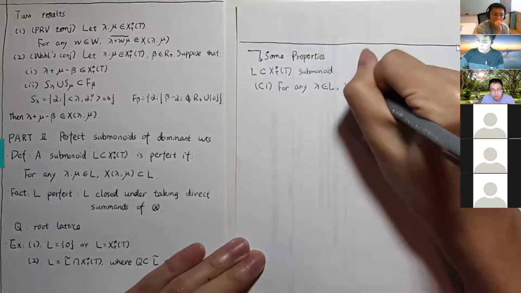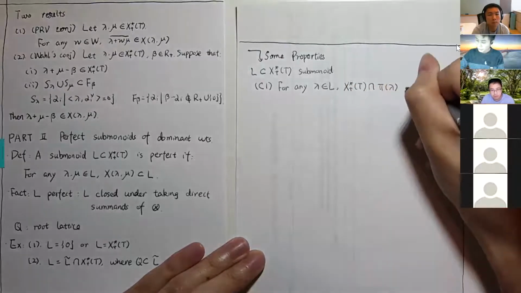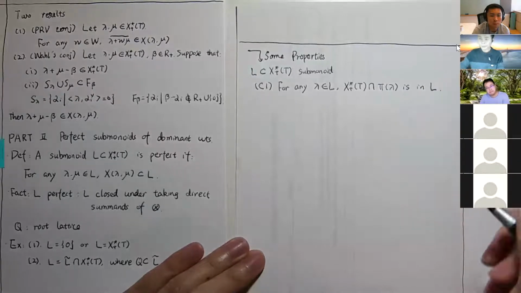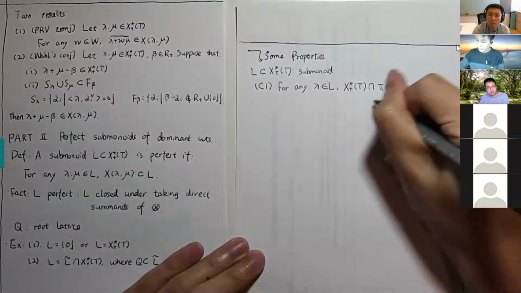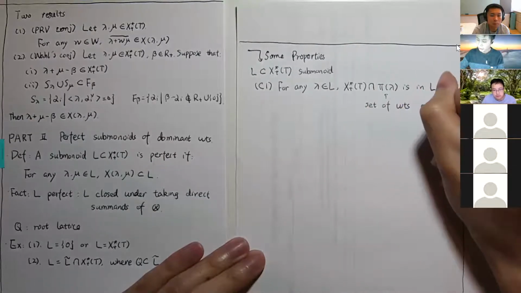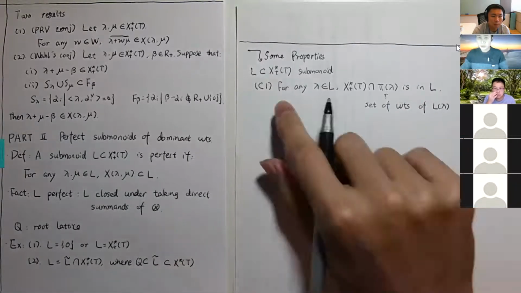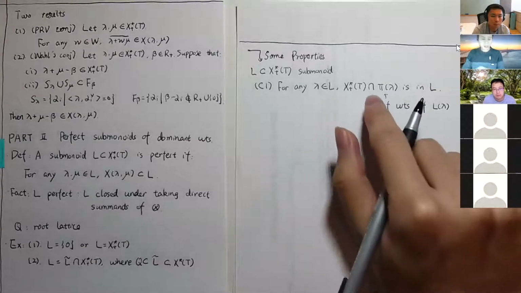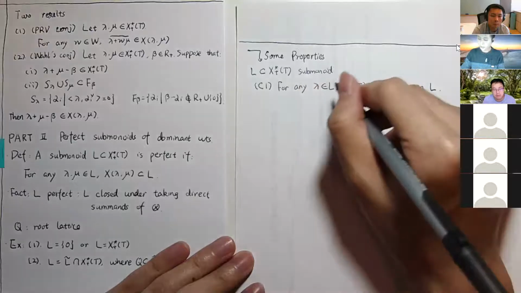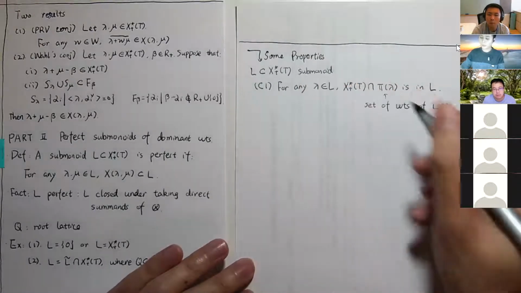So the dominant weights in pi lambda. So this is contained in L. And this pi lambda here is the set of weights of this irreducible representation L lambda. So this condition is somehow saying that this submonoid is closed under taking dominant weights in this pi lambda, where lambda is something in L.